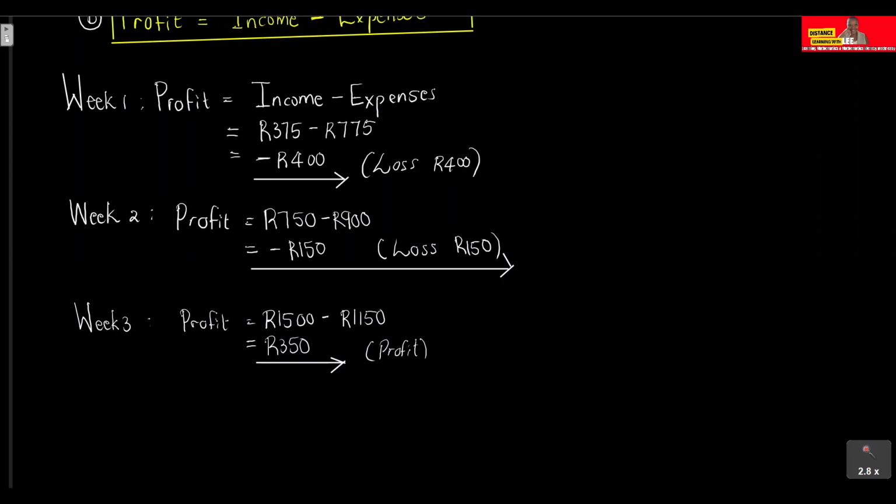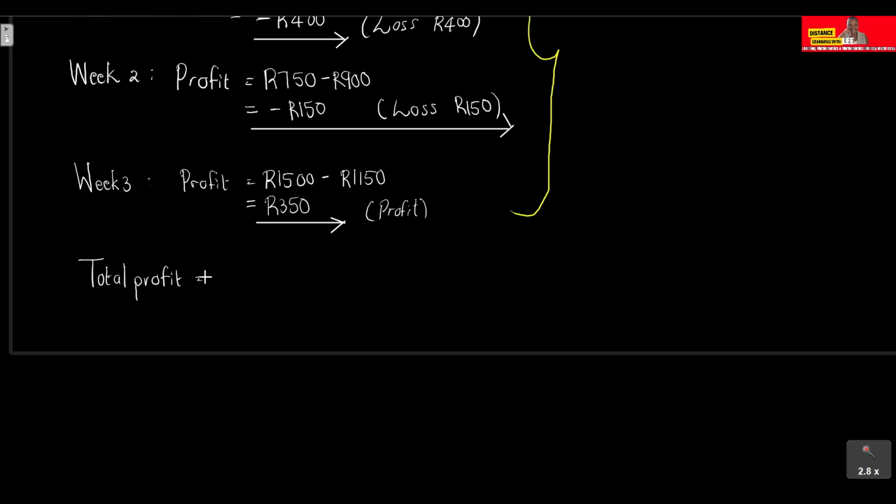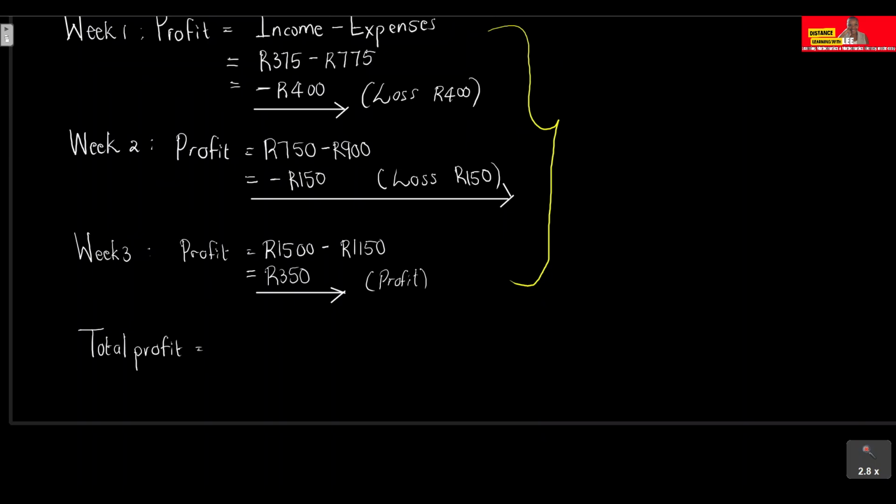The question asked us to show that her business made a loss of 200 during the 3 weeks. So how can we determine whether her business made a loss? We can just take the total profit for the 3 weeks. To get the total profit for the 3 weeks, we're going to add the profit that we obtained in week 1, which wasn't even a profit. Remember, it was a loss. So we're going to take the loss of negative 400, and then we're also going to subtract the loss of 150, and we are going to add the profit, because this is a positive value, so we're going to add that 350.